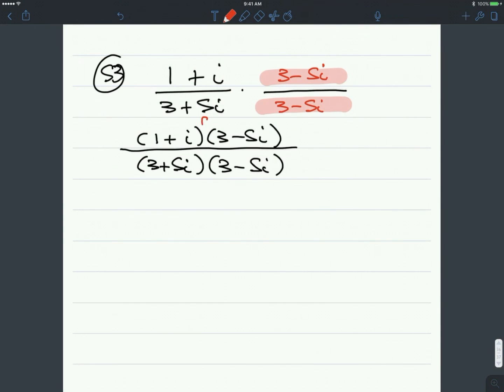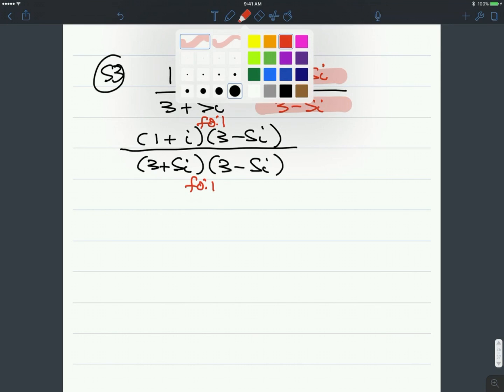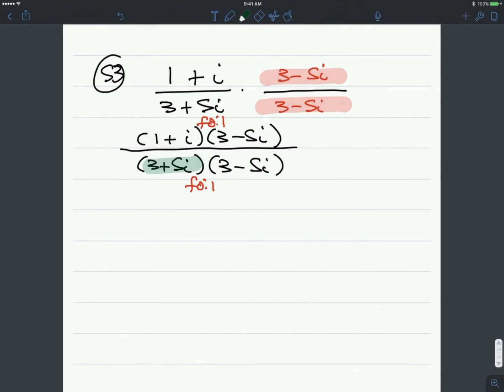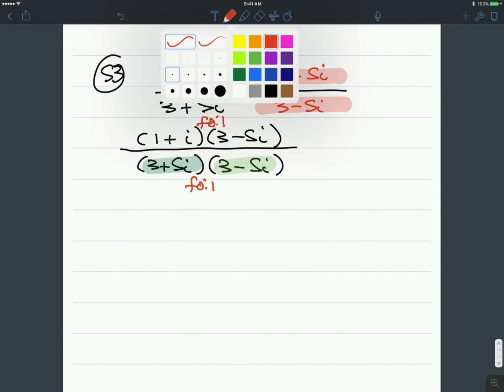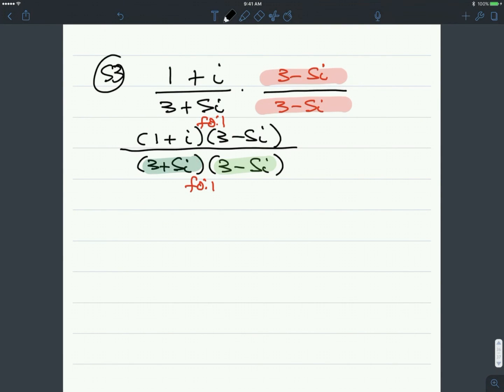In the numerator, we use FOIL. In the denominator, we use FOIL. But again, remember, we're going to multiply by conjugates, or cousins. Your denominator is going to be now 3 squared plus 5 squared, or 9 plus 25 is 34. That's going to go in the bottom. The numerator needs a FOIL box, so I'm going to have 1, I'm going to have i, 3, minus 5i.